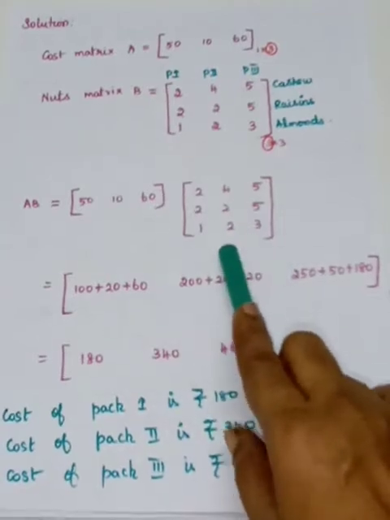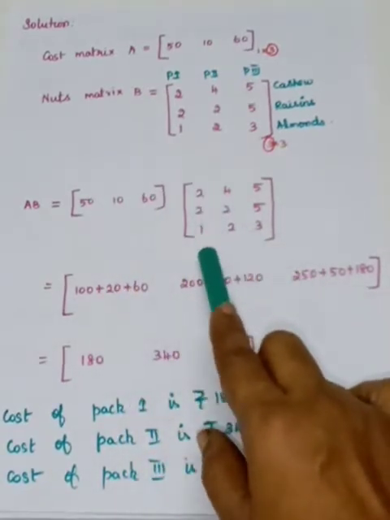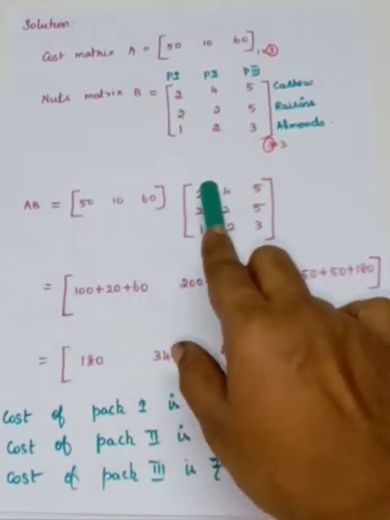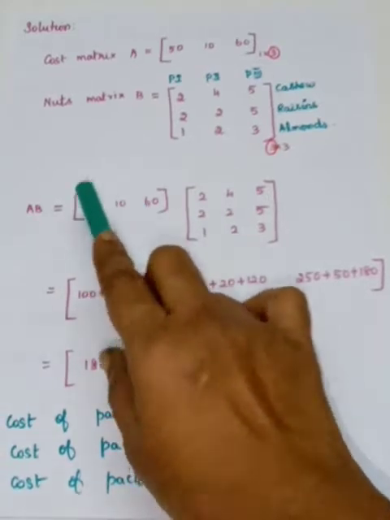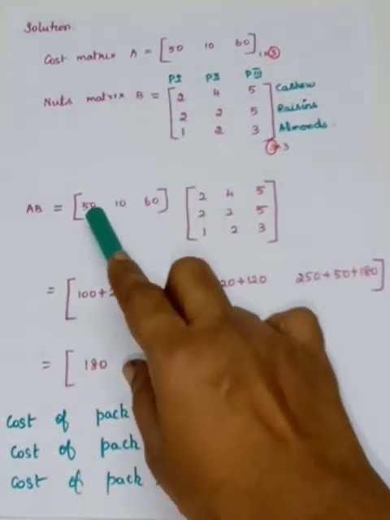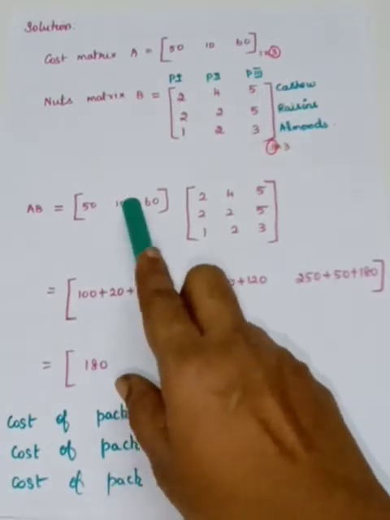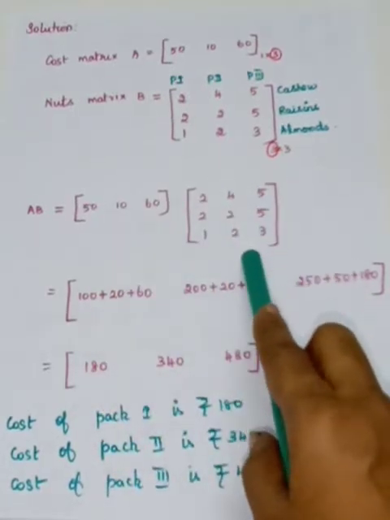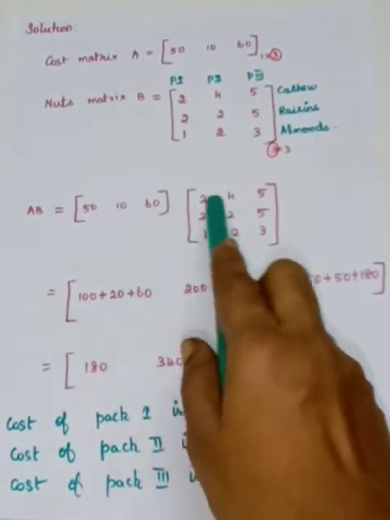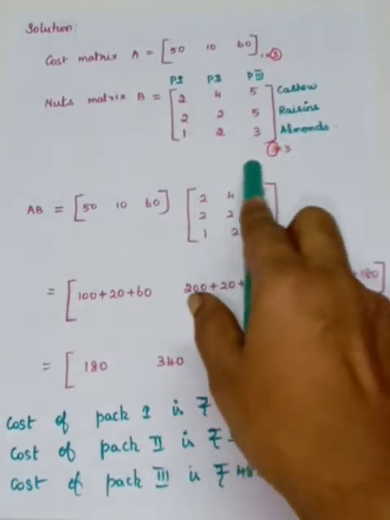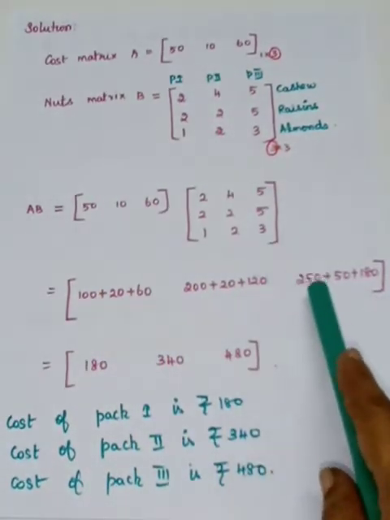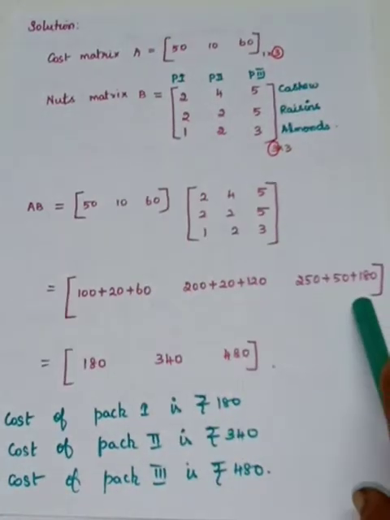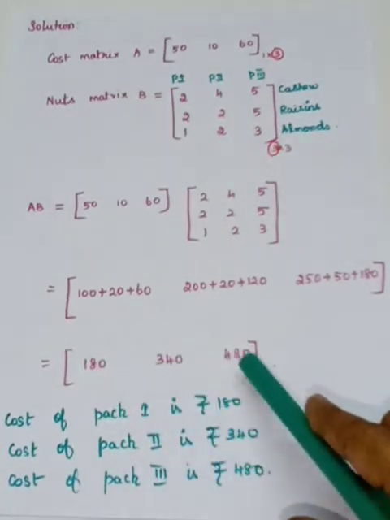So we have to multiply. Take the first row, multiply with the first column. Since we have written the cost matrix as a row matrix, pack 1 has to be written as a column. Then only we can find the cost of each pack. So 50 into 2 is 100, 10 into 2 is 20 and 60 into 1 is 60. First row, second column: 200 plus 20 plus 120. First row, third column: 250 plus 10 into 5 is 50 plus 60 into 3 is 180. When you add, you will get 180, 340, 480.